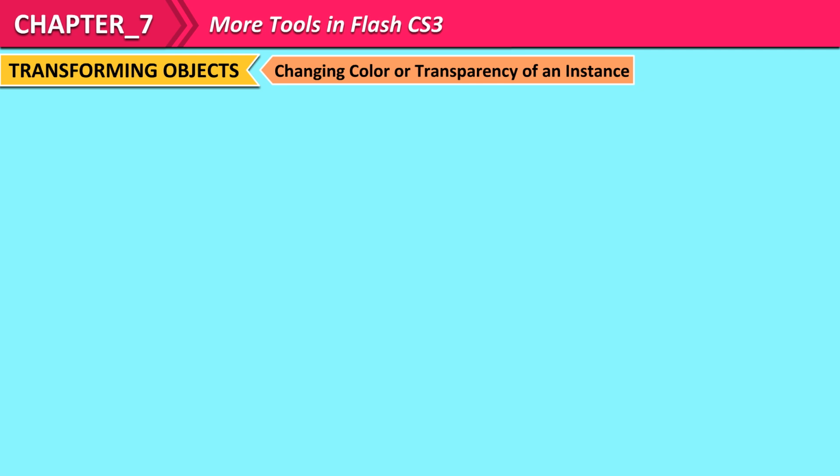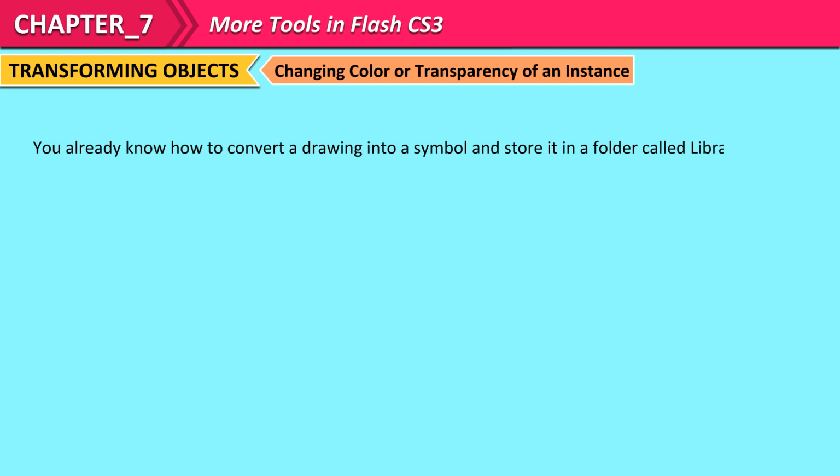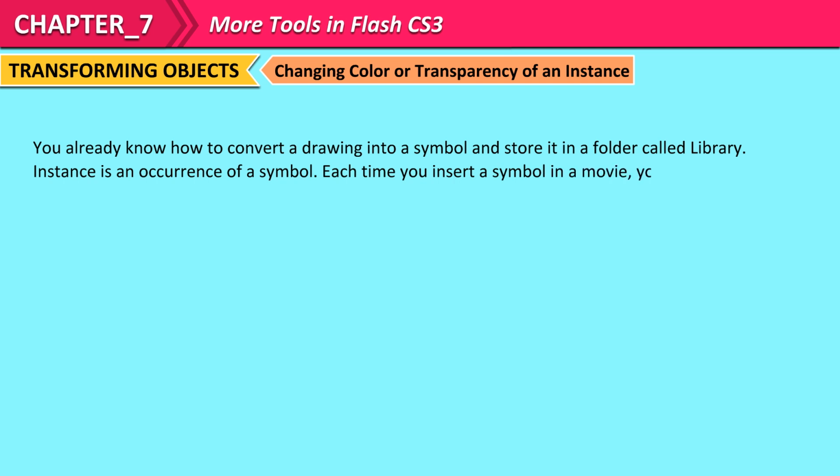Changing color or transparency of an instance. You already know how to convert a drawing into a symbol and store it in a folder called Library. Instance is an occurrence of a symbol. Each time you insert a symbol in a movie, you create an instance of that symbol.